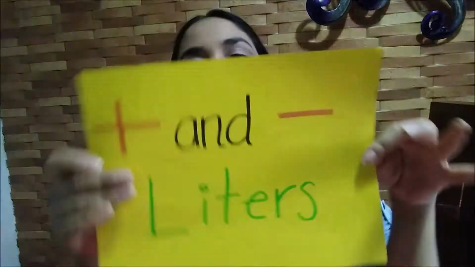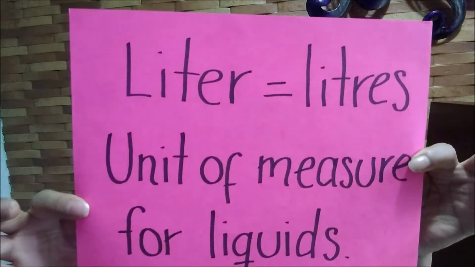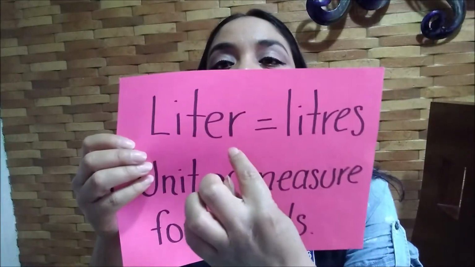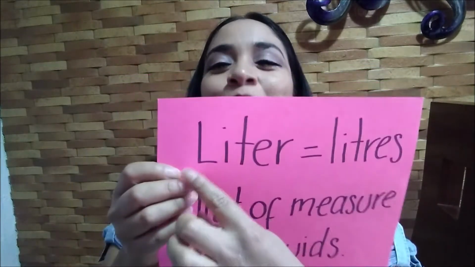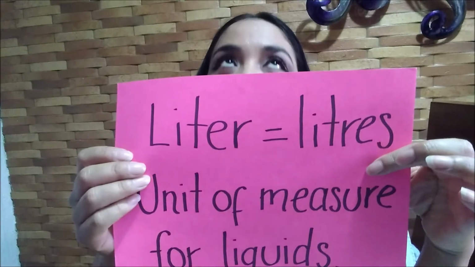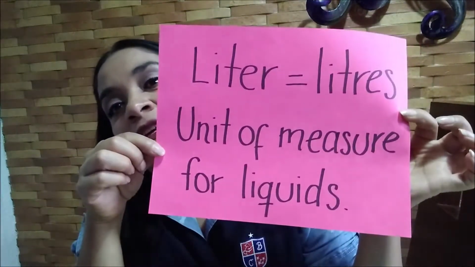And today's topic is addition and subtraction of liters. Do you remember what is a liter? Well, it's a unit of measure. And it also is for liquids, right? It is also spelled like this: liter in American English, and litre in British English. Well, as I just told you, a unit of measure for liquids.